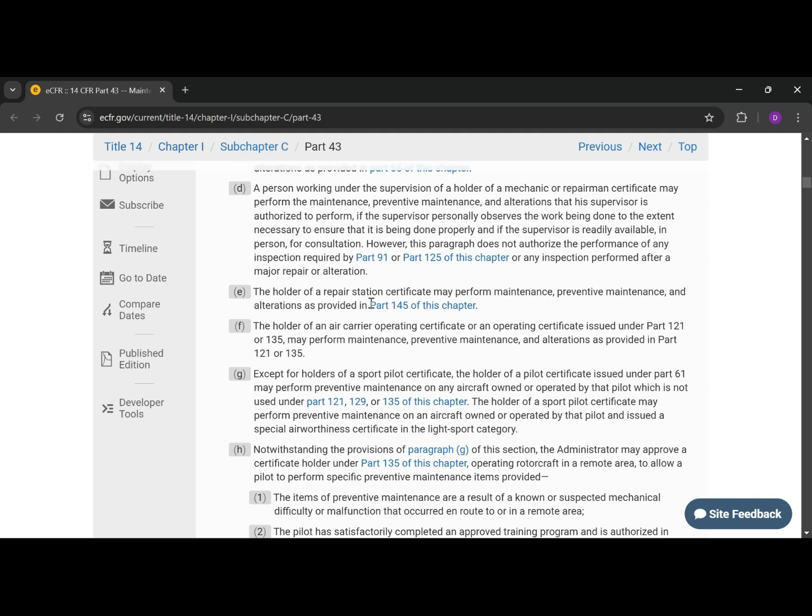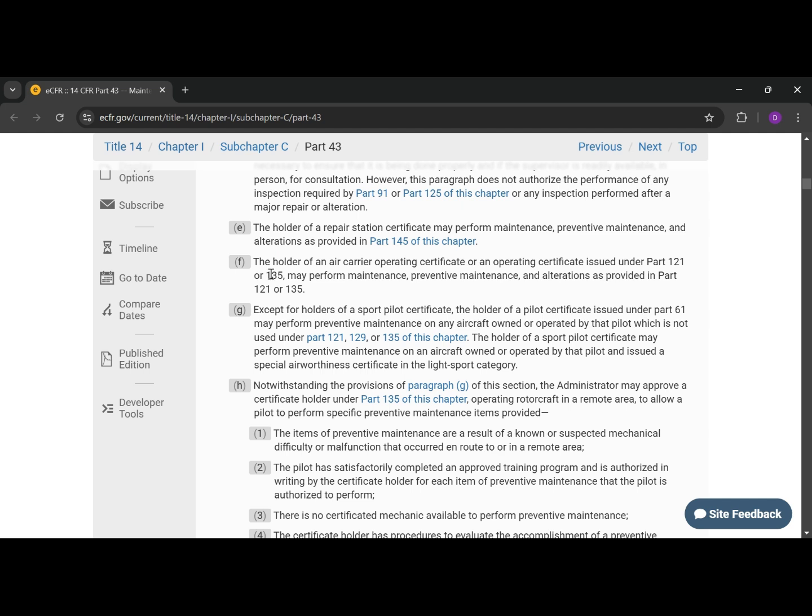The holder of a repair station certificate may perform maintenance, preventative maintenance, and alterations as provided in Part 145 of this chapter. The holder of an air carrier operating certificate or an operating certificate issued under Part 121 or 135 may perform maintenance, preventative maintenance, and alterations as provided in Part 121 or 135.